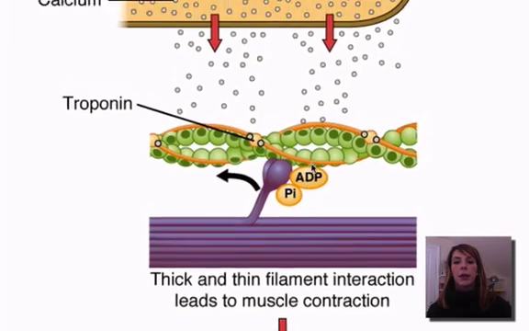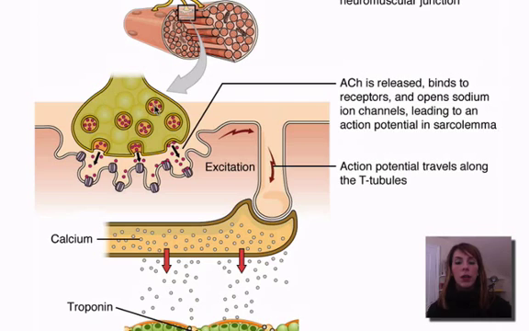So let's go back and look at the neuron. Nerve impulses are going to travel to the end of this neuron, and when that happens, there are a few events. One of the first events, when the nerve impulses reach this part of the neuron, is that it's going to open calcium channels. So calcium is going to move into the cytoplasm of the neuron.